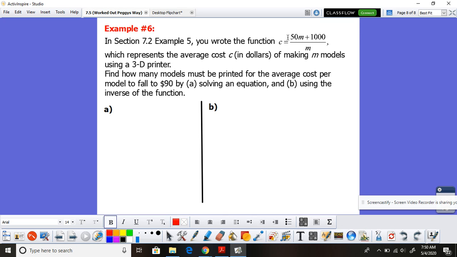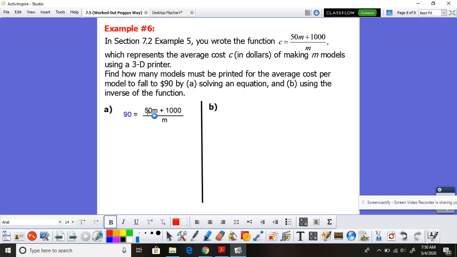The cost, which is C, of a 3D printer, and M represents how many models we were making with that printer. So find how many models must be printed for the average cost of the model to fall to $90. So we want the cost here to be $90. So all we're going to do is plug this 90 in for C.